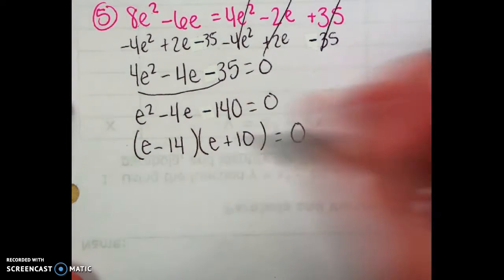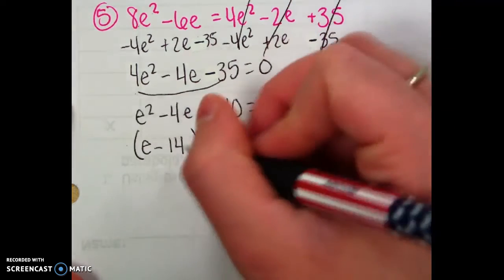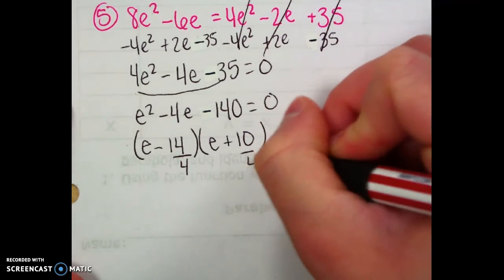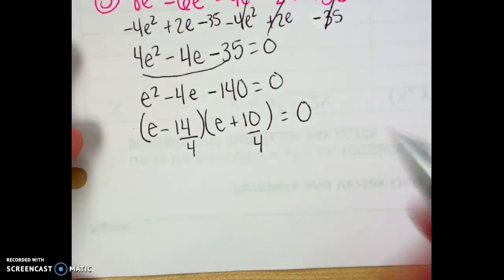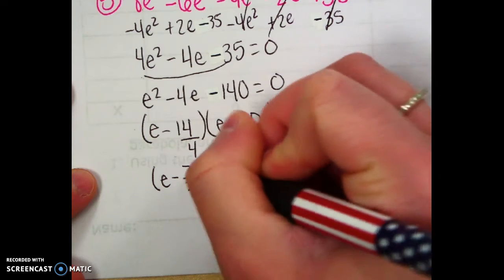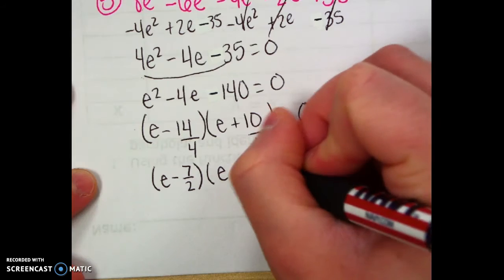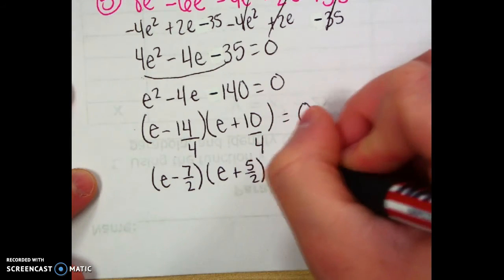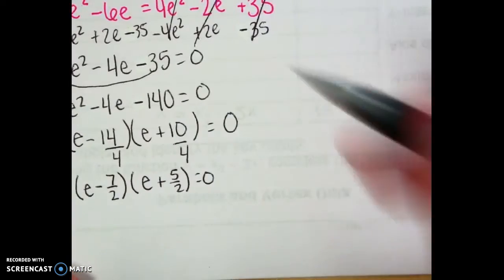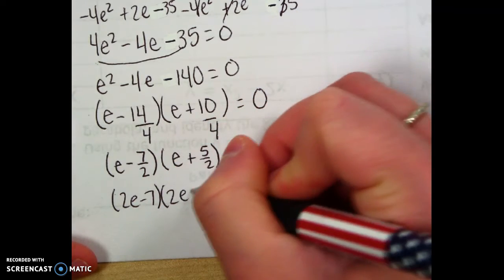And now I'm going to divide by whatever I slid over. I slid over the 4, so divide by 4. I'm going to have to reduce on these as well. So this would be e minus 7 over 2 and e plus 5 over 2. So 2e minus 7, 2e plus 5.